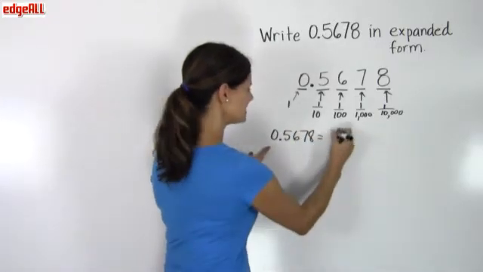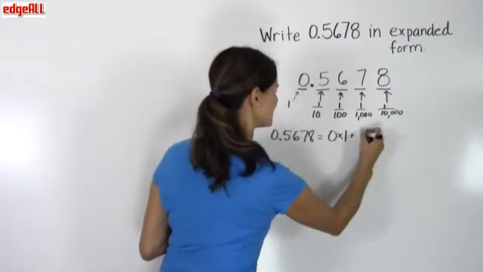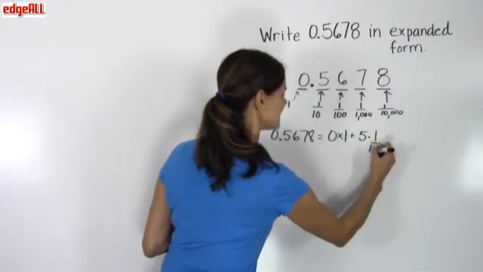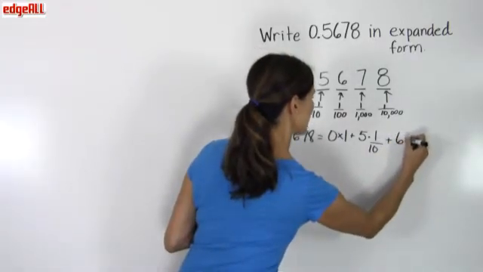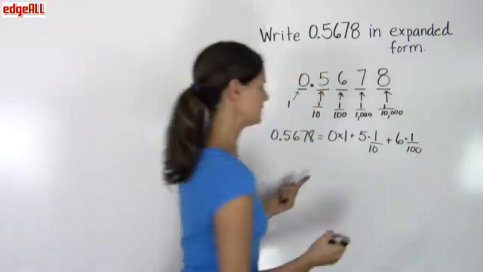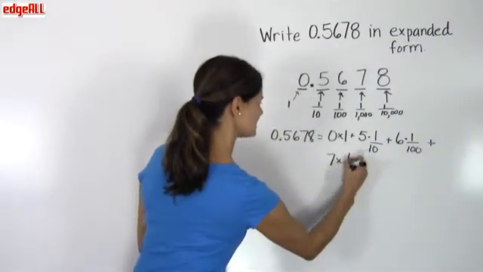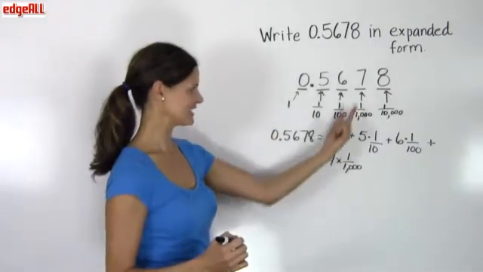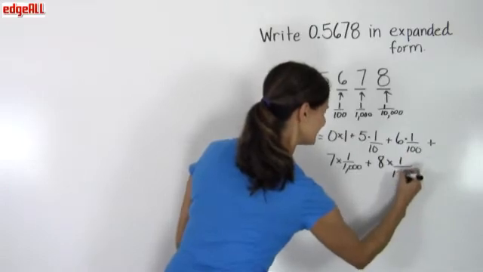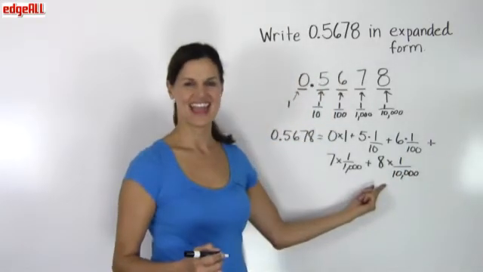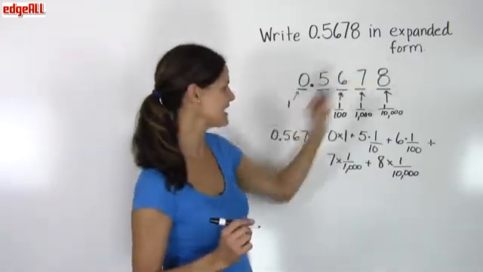And so if I am to write this in expanded form, it would look like this. 0.5678 equals 0 times 1, because there's a 0 in my ones place, plus 5 times 1/10, because of the 5 in my tenths place, plus 6 times 1/100, because there's a 6 there in my hundredths place, plus 7 times 1/1,000, because there's a 7 in my thousandths place, plus 8 times 1/10,000ths.